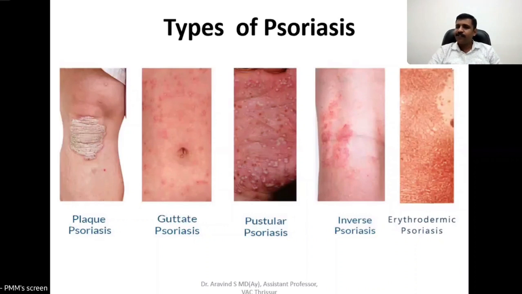And the last one is erythrodermatous psoriasis. This is a very rare variety, and it is very difficult to manage as well, because it will affect the whole body. Whole body lesions will be present. Severe scaling will be present, with the utmost itching and pain. So these are the modern varieties of psoriasis.